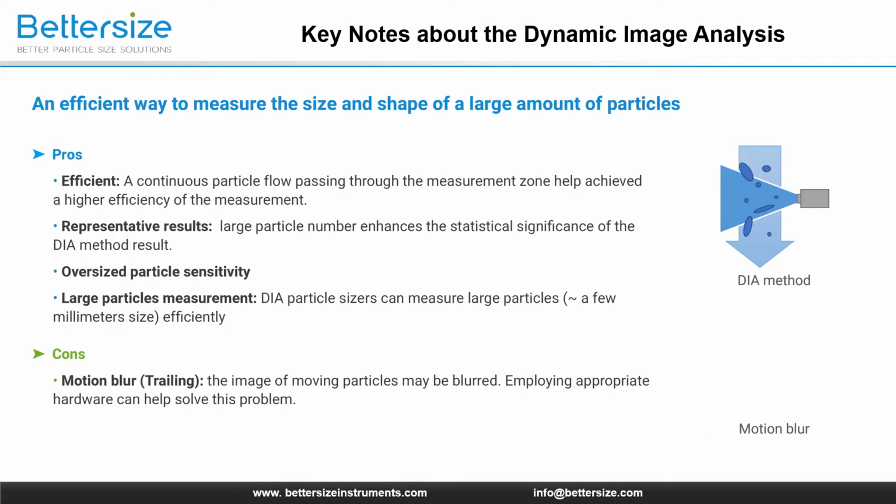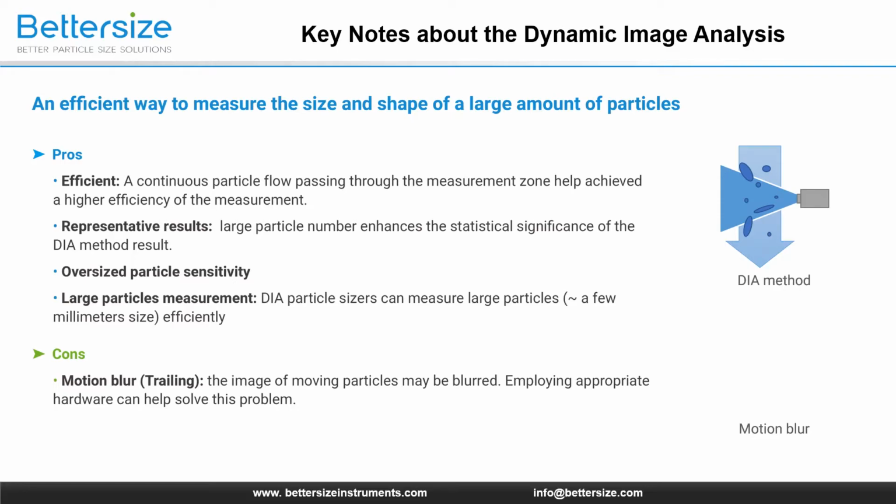When we turn to the dynamic image analysis method, its first benefit is efficiency. A large number of particles swiftly flow through the measurement zone of a dynamic image analyzer, accelerating the measurement process. Also, based on the large particle number, the statistical significance of the DIA method result is enhanced. Another benefit of the dynamic image analysis method is the oversized particle sensitivity. It is possible for a dynamic image analyzer to estimate the size of some oversized particles.